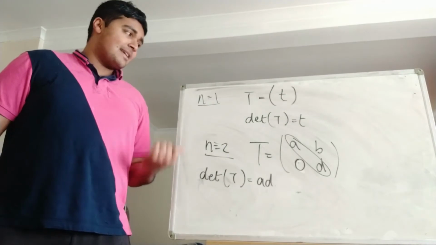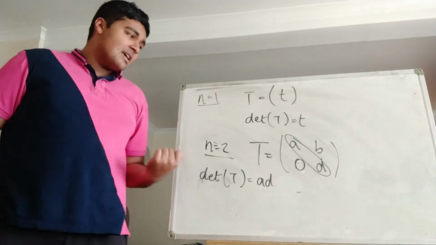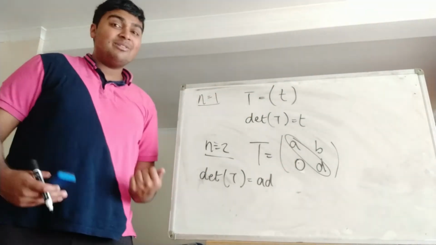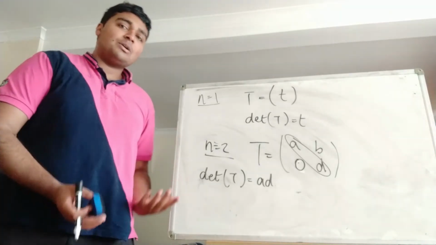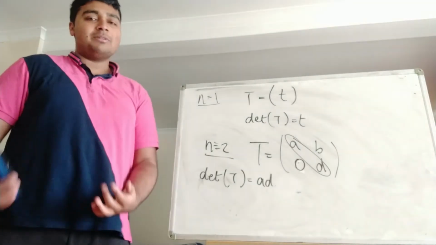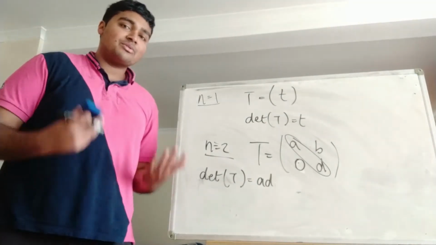So that's our base case. In fact, we only needed to do this for our base case, but this is slightly more interesting, so I thought I'd include it. Anyway, now let's assume it holds true for some n, and then let's suppose T is now an n plus 1 by n plus 1 matrix, and show that our claim also holds for T.